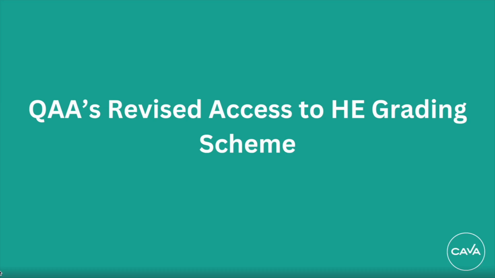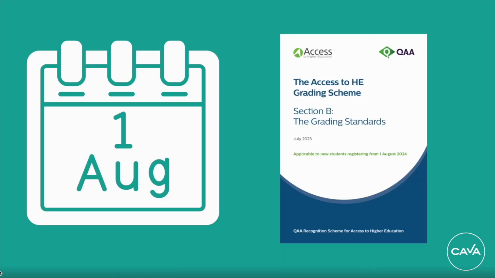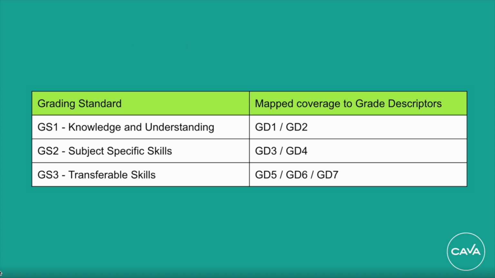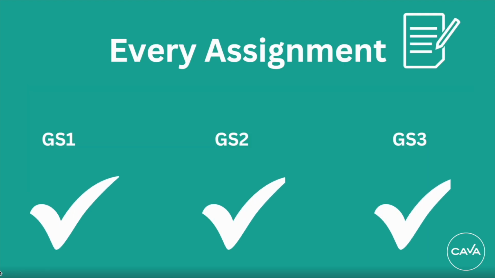This video is to look at the QAA's revised Access to HE grading scheme, which comes into effect on the 1st of August 2024. You can find the grading scheme handbook for more support on the QAA and the CAVA website. One of the main changes is that there will now be 3 grading standards instead of the previous 7 grade descriptors. Grading Standard 1, Knowledge and Understanding, maps loosely to Grading Descriptor 1 and 2. Grading Standard 2, Subject Specific Skills, maps loosely to Grading Descriptor 3 and 4. And Grading Standard 3, Transferable Skills, maps loosely to Grading Descriptor 5, 6 and 7. Every assignment must use all 3 grading standards.